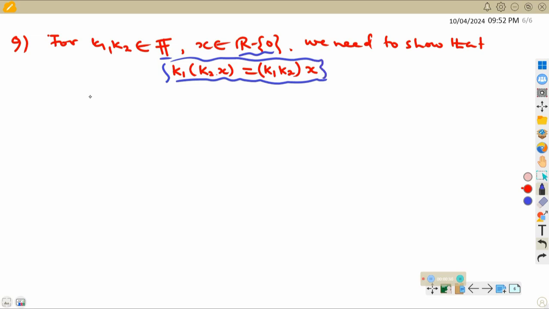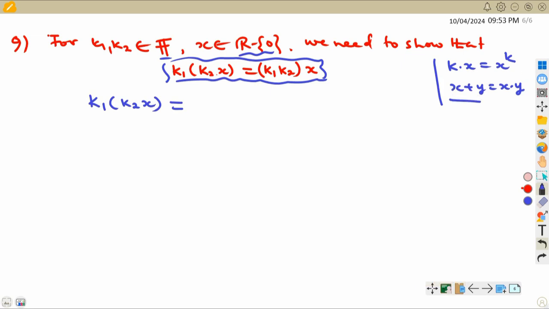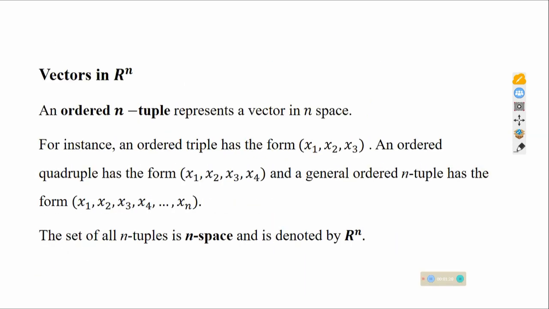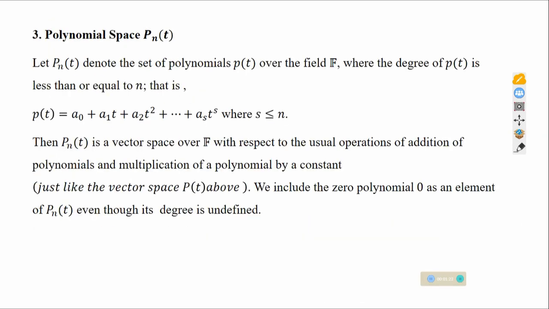To show that this holds, we shall write k1 k2 of x. When we look at our definition, it says that k times x is the same as x to the power k, and x plus y is the same as x times y. That is by definition. Let me first show you how this one comes about.